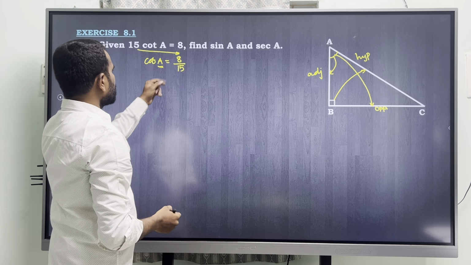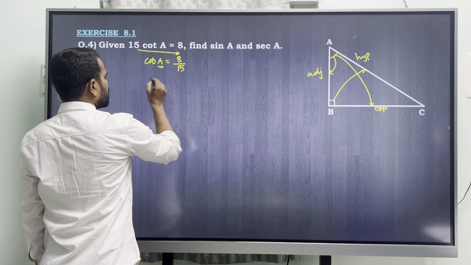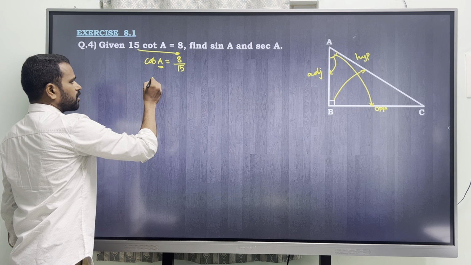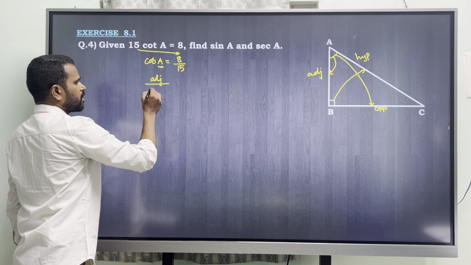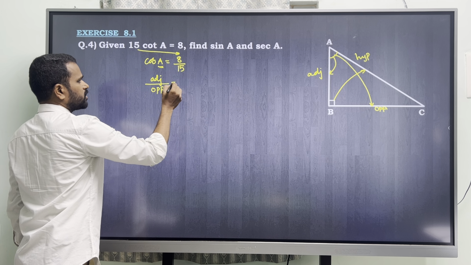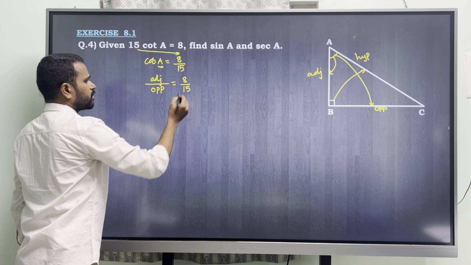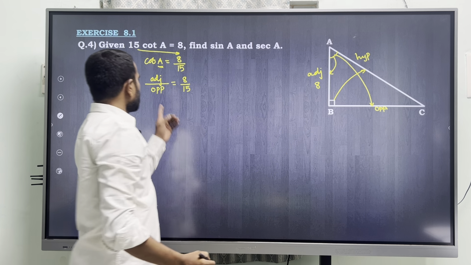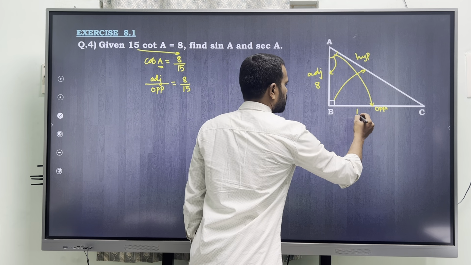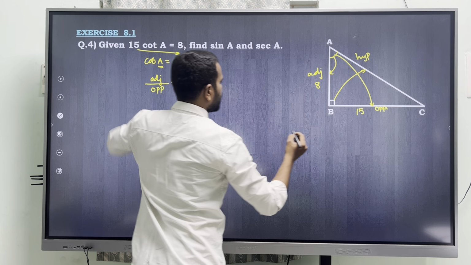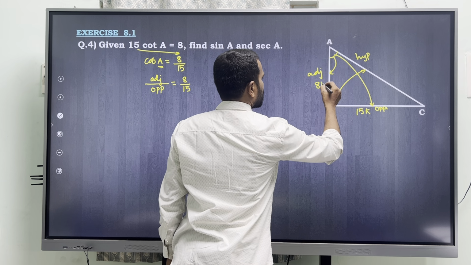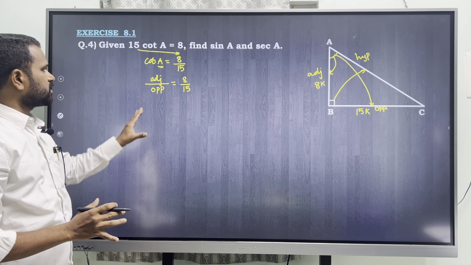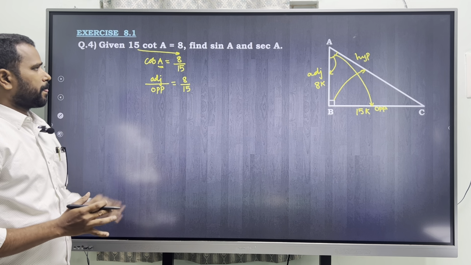Understand? So what is the definition of cot A? Cot A is adjacent side by opposite side. So what is given? 8 upon 15. So where is the adjacent side? It is 8. And what is the opposite side? It is 15. But it is a ratio, right? So we have to take 15k, 8k. When it is given in length in centimeters, we will take directly. But when it is given in ratio, we have to take k.